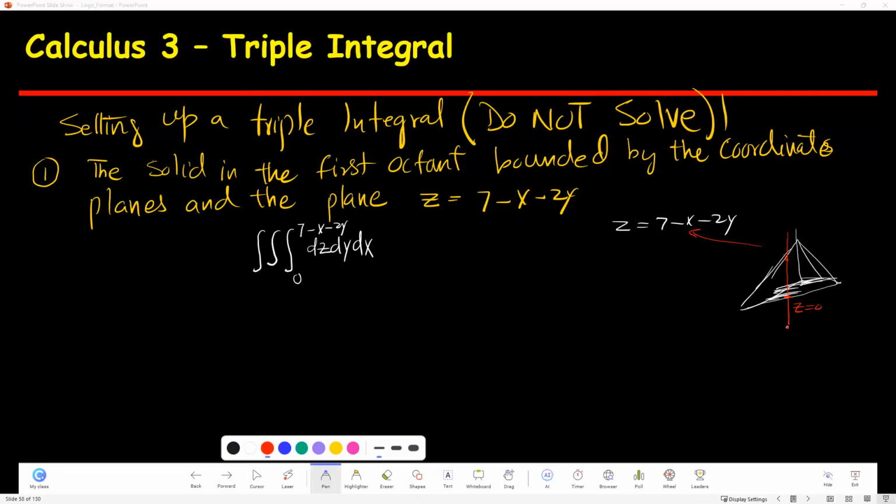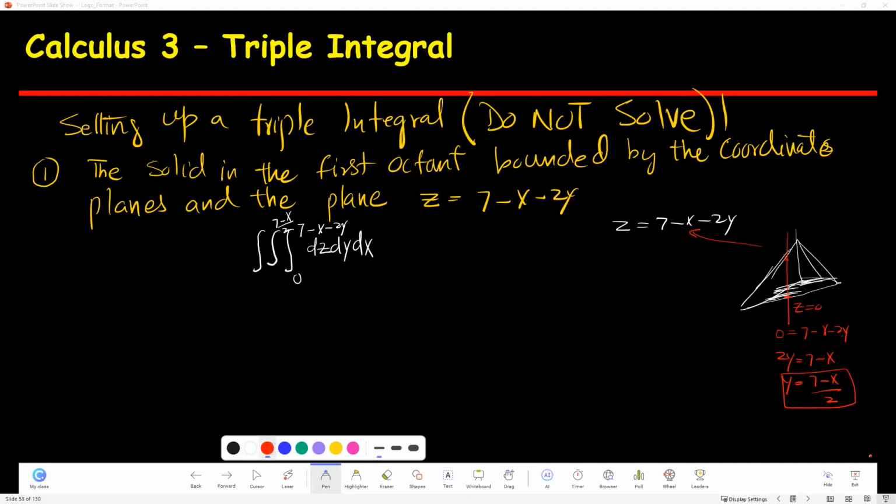So I'm going to take this value of z and say z equals 0, 7 minus x minus 2y, and then grab the value of y from here. It should be a function of x. So I need the value of y, which should be a function of x. So I'm going to take this guy to the other side. So 2y equals 7 minus x, and y equals 7 minus x over 2. I'm going to take this as my upper limit of y. And I'm going to write here 7 minus x divided by 2.